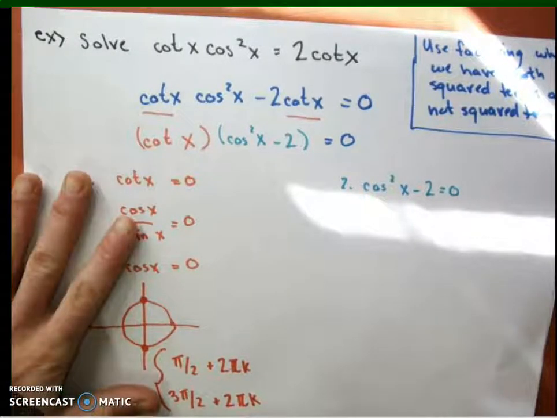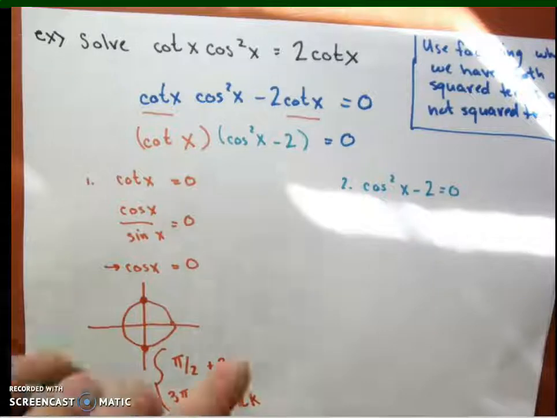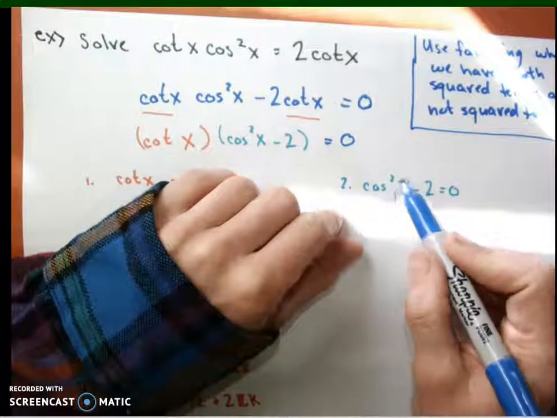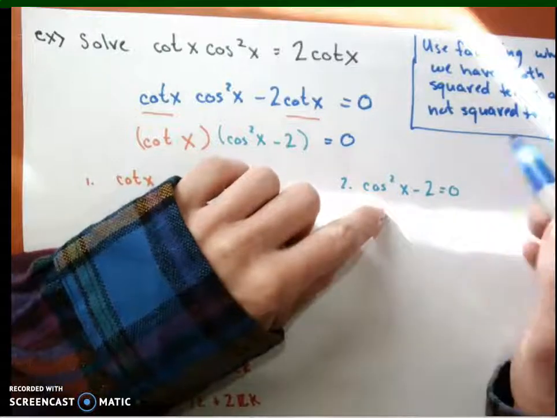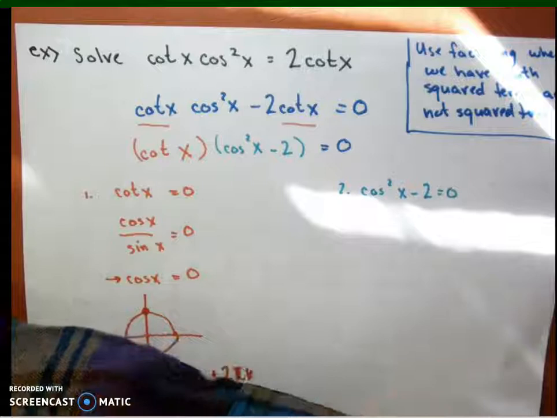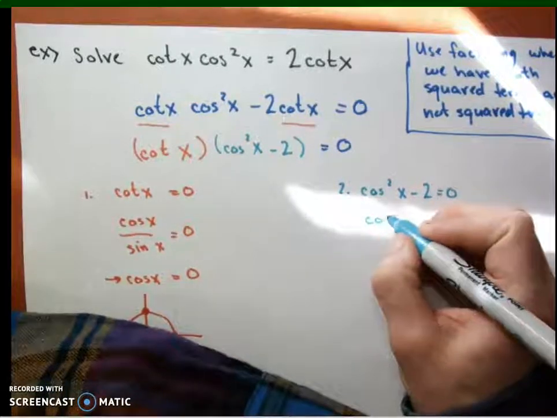Okay, so that gives us one set of solutions. To get the other set, I don't need to factor anymore because I have a squared term, but I don't have a non-squared cosine term. So the strategy I'll use here is like in the last example. I'll take a square root.